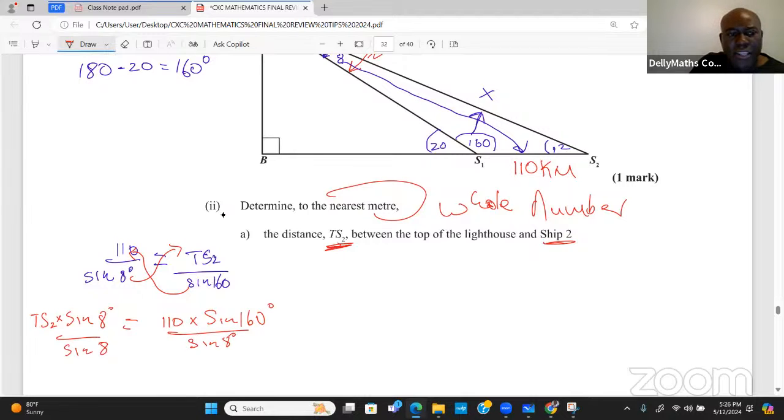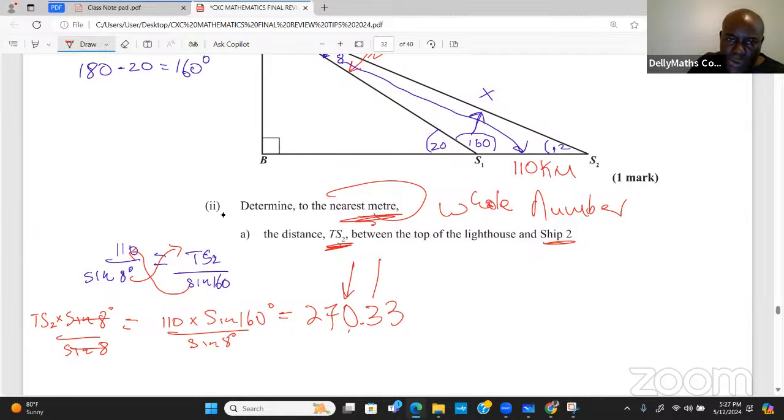If you put this on your calculator, make sure your calculator is in degrees. Let's put it on it. We're talking about 110 times the sine of 160, and we want to divide that by the sine of 8 degrees. Let me see what I get. I'm getting 270.33. However, the question says the nearest meter, which is the nearest whole number.